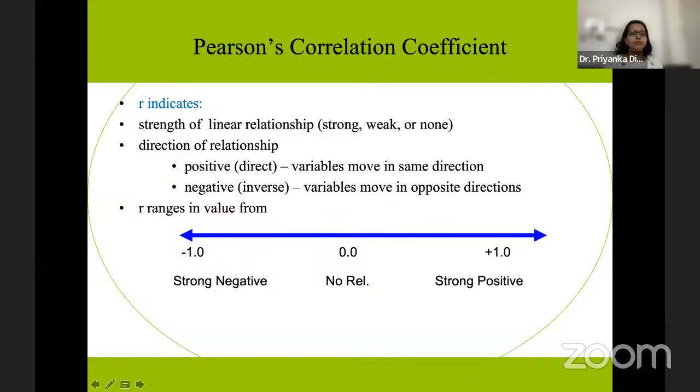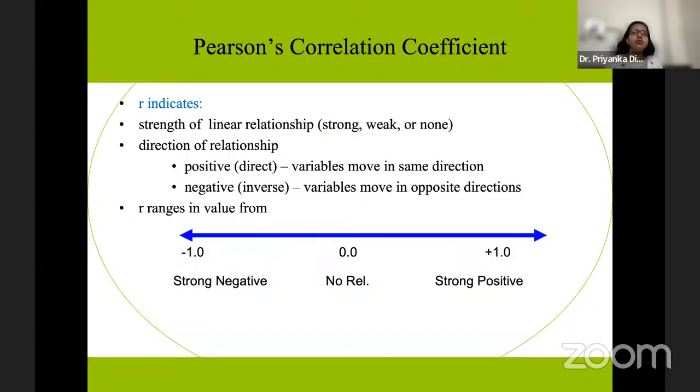So if your values are coming towards -1, you can say X and Y are negatively related and the relationship is strong. If your correlation value lies towards -1, it means X and Y are inversely related. What does it mean? X is increasing, Y is decreasing. Inverse. Okay? And if it is towards 1, it means strong.